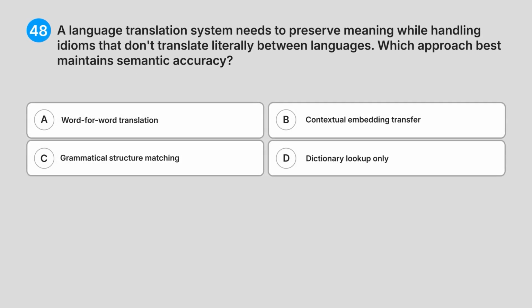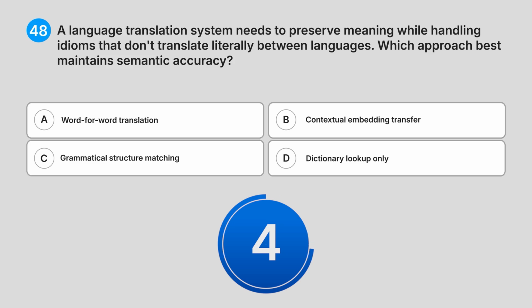48. A language translation system needs to preserve meaning while handling idioms that don't translate literally between languages. Which approach best maintains semantic accuracy? A. Word-for-word translation. B. Contextual embedding transfer. C. Grammatical structure matching. D. Dictionary lookup only. Do you know the answer?